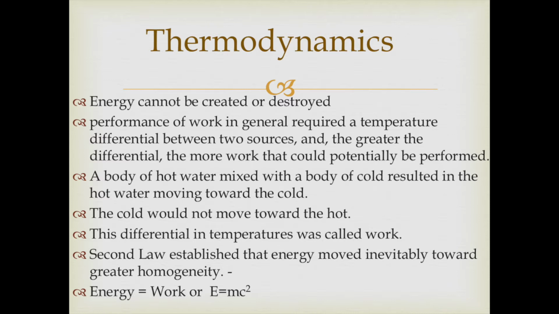But the second law established that energy moves inevitably towards homogeneity. This is the law of entropy. For example, a body of hot water mixed with a body of cold results in the hot water moving toward the cold while the temperature differential declines or dissipates and becomes homogeneous. This means that energy becomes increasingly unavailable to perform work because the temperature differential dissipates. The differential in temperatures is called work. It was later established that energy was work and defined through the famous Einsteinian equation E equals mc squared.